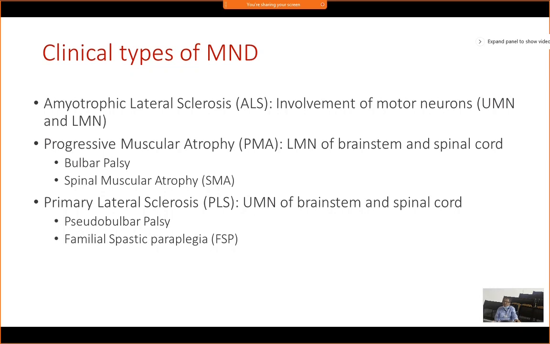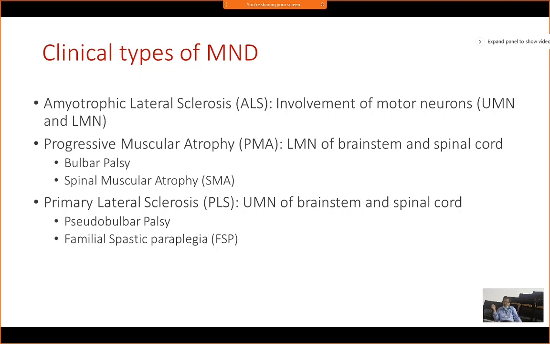The second one is basically progressive muscular atrophy. Either the brainstem lower motor neurons or the spinal cord lower motor neurons would be involved primarily, and the upper motor neurons are spared. If it is a brainstem lower motor neuron, we call it a bulbar palsy. If it is the anterior horn cells of the spinal cord, we call it spinal muscular atrophy. It's atrophy because in lower motor neuron degeneration, you always find gross muscular wasting. In upper motor neuron disease, there is usually only disuse atrophy. There is no gross wasting of the muscles.